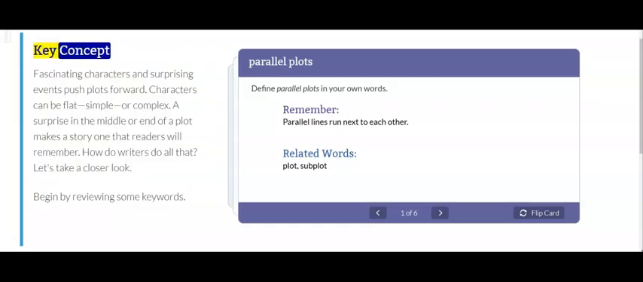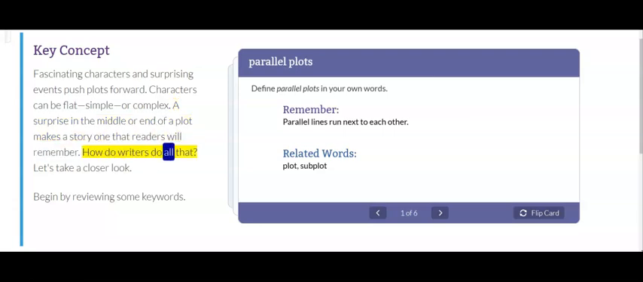Key concept. Fascinating characters and surprising events push plots forward. Characters can be flat, simple, or complex. A surprise in the middle or end of a plot makes a story one that readers will remember.